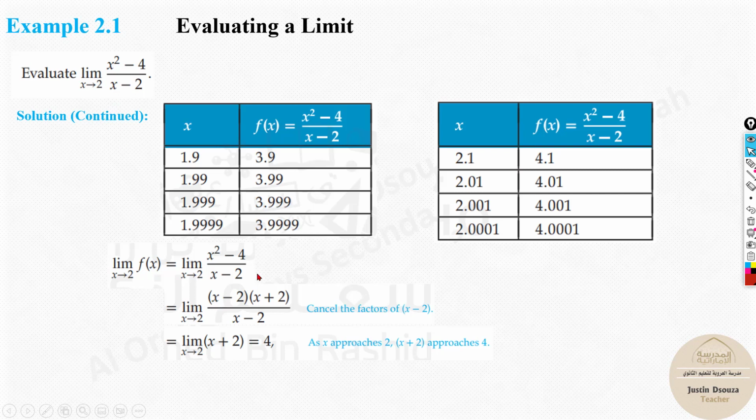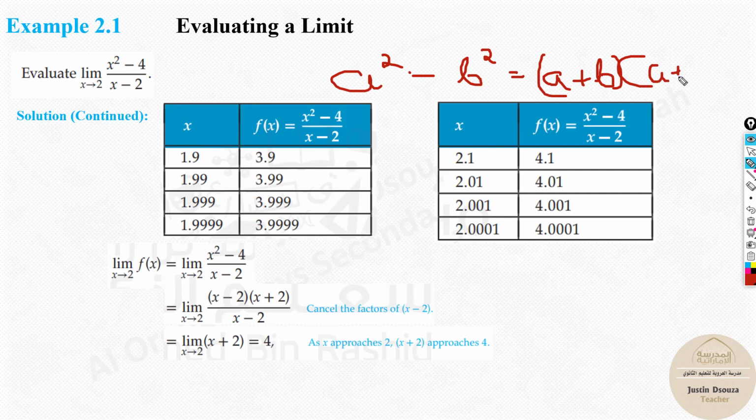There is another method, that is to simplify. You know, the a square minus b square formula is a plus b, a minus b. Now we use that identity over here: x square minus 2 square. Instead of 4, we can write 2 square, it's 4, right? x minus 2, x plus 2. And now we can simplify this. The denominator goes, you're remaining with x plus 2. Substitute x, it will be 2 plus 2 equals 4.